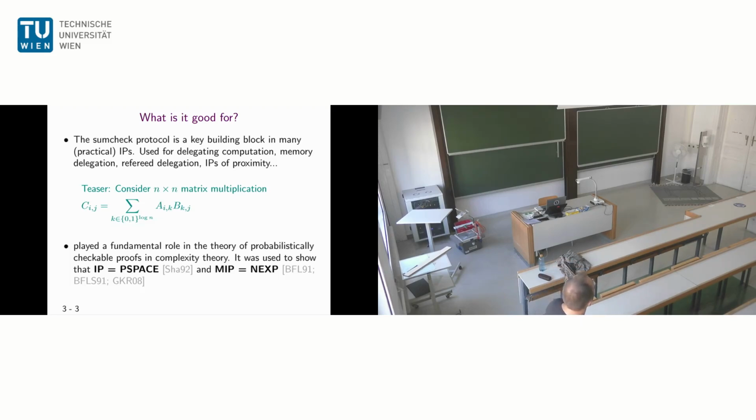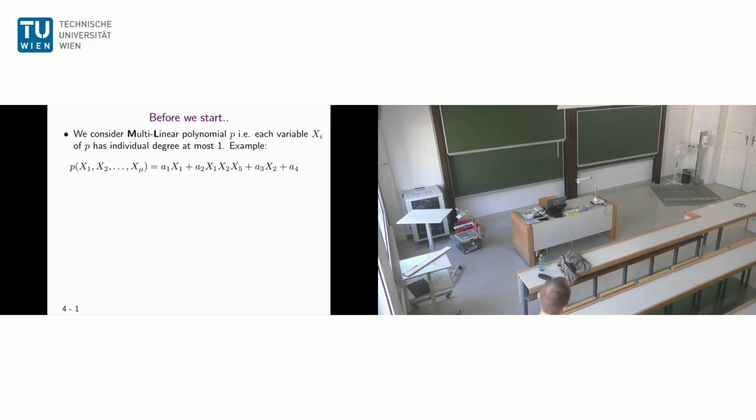So one by Shamir, you already heard of it in the lecture, proving that the class of all interactive proofs is equivalent to the space of all problems that can be solved in polynomial space. And that multi-interactive proof systems, I always mess this up, is equivalent to non-deterministic exponential time. Okay, so if you have a bit of knowledge in complexity theory, then maybe this tells you something.